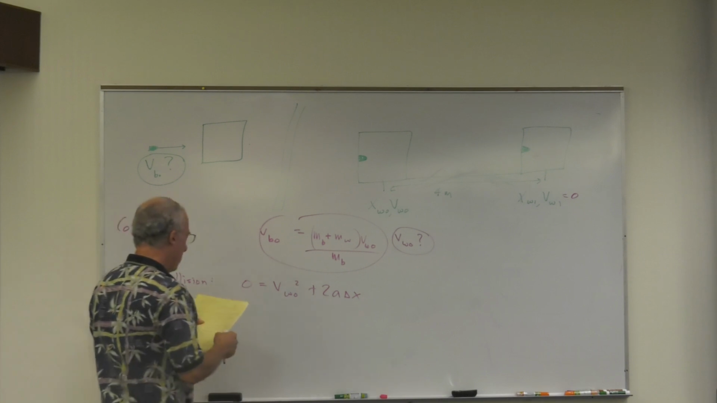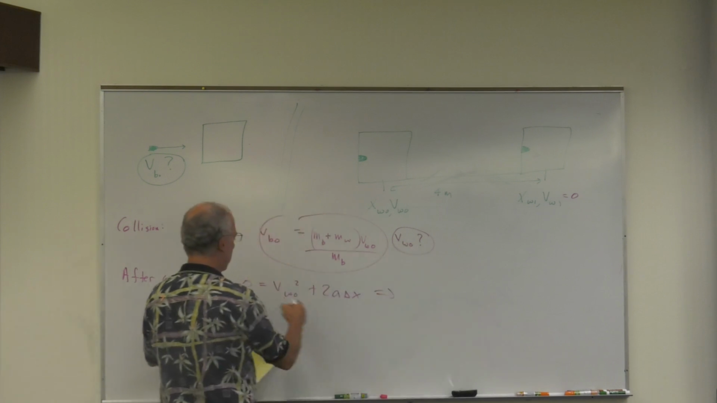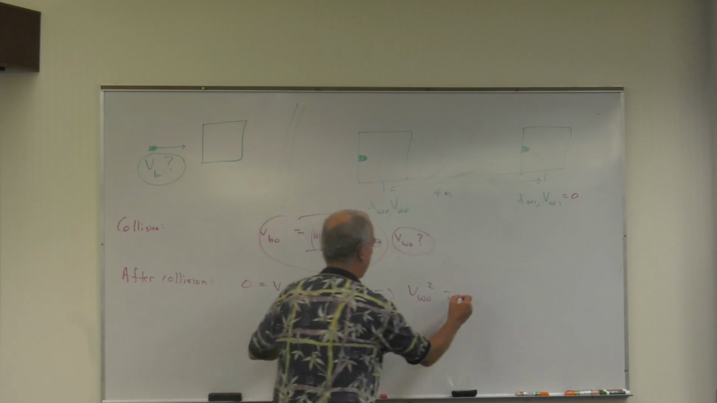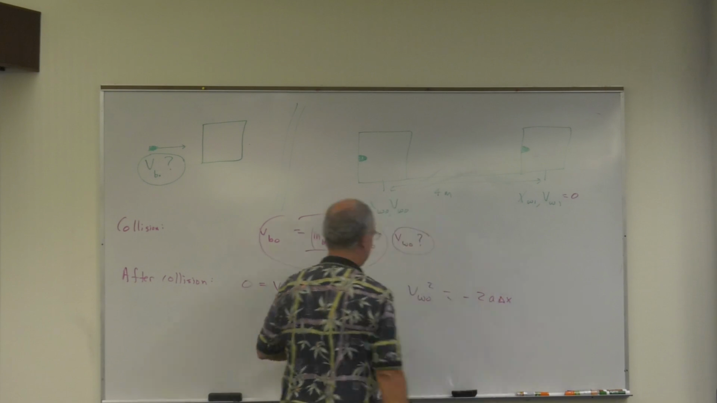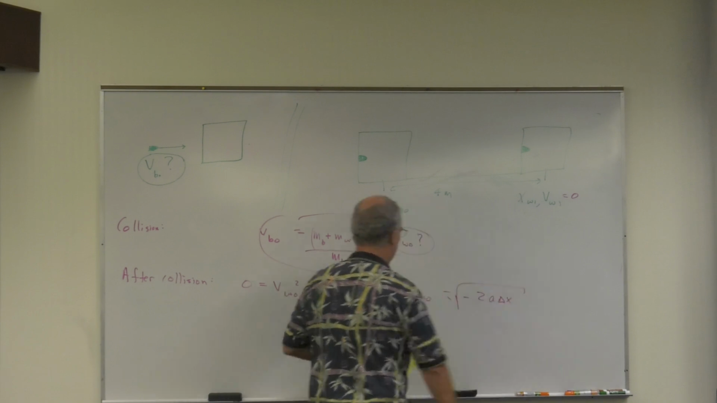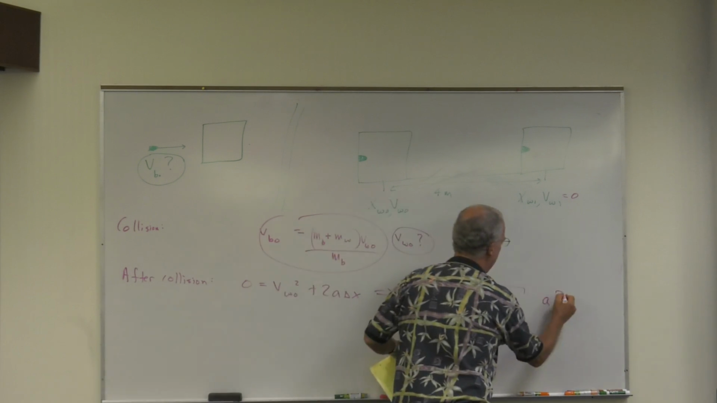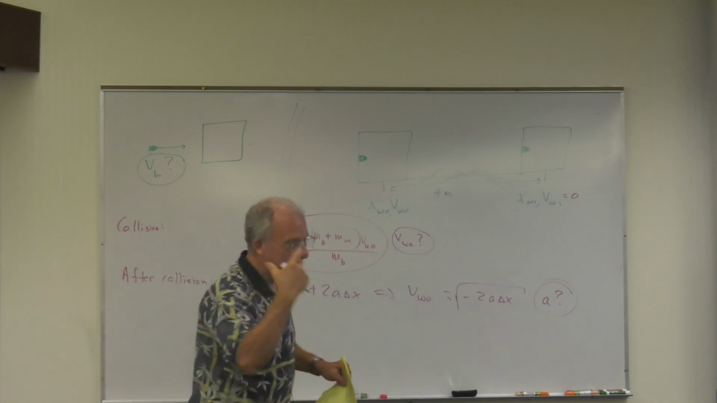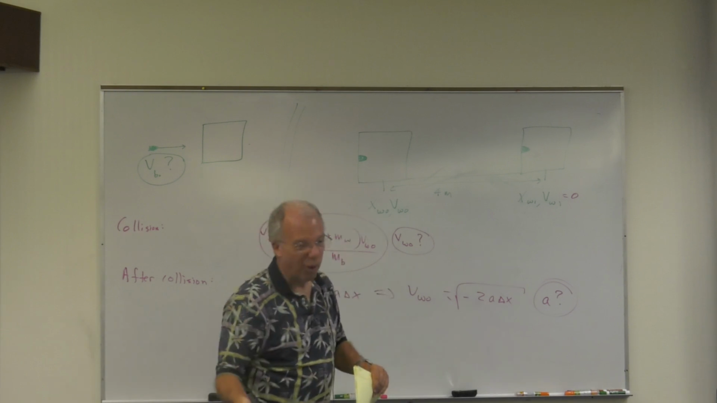We wanted VW0, and there it is. VW0 squared equals minus 2A delta X, so the square root is this. Now what's the problem? We don't know what A is. This is kind of how these problems work: you're trying to get something and you realize you need something else. Then you get that and realize you need something else, and it just keeps going for a while.